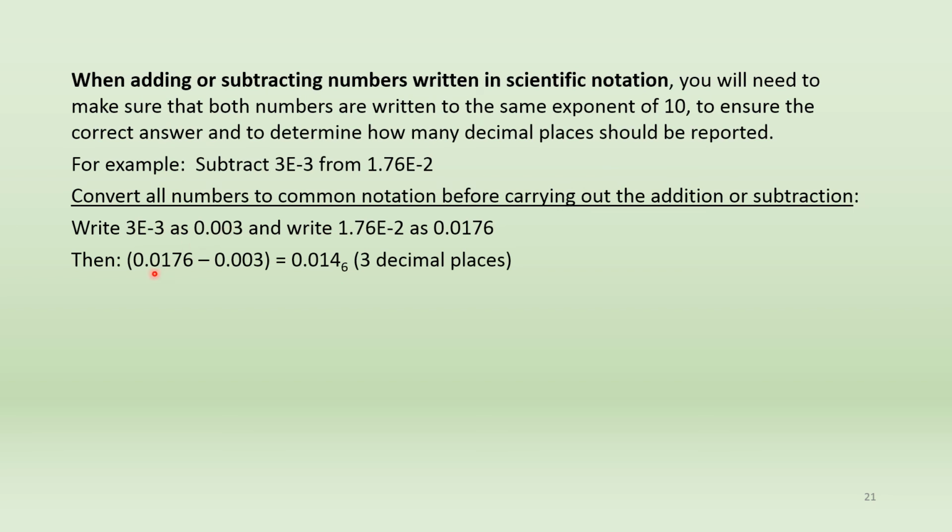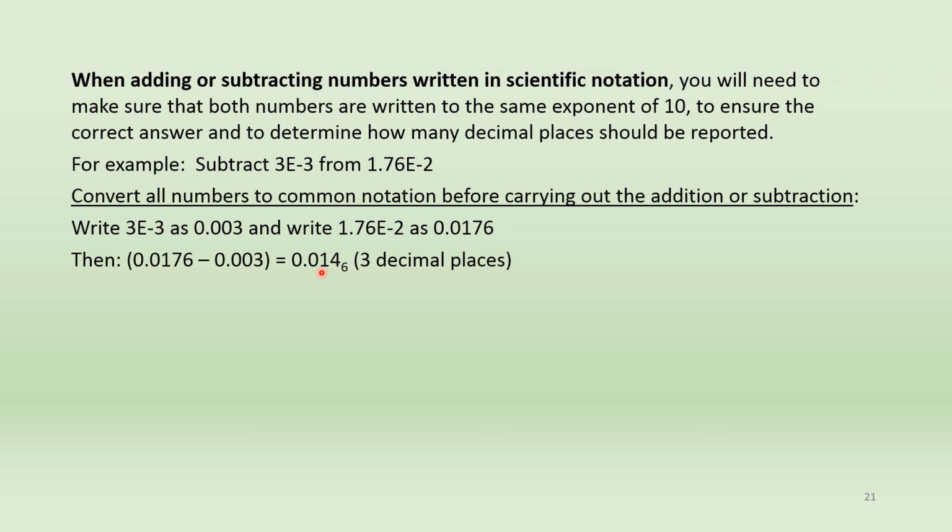So 0.0176 minus 0.003, I get 0.0146. And notice I subscripted the 6. It is now a guard digit because I only have 3 decimal places in this number. Therefore, my answer can only have 3 decimal places as well. So that's one way to do it.